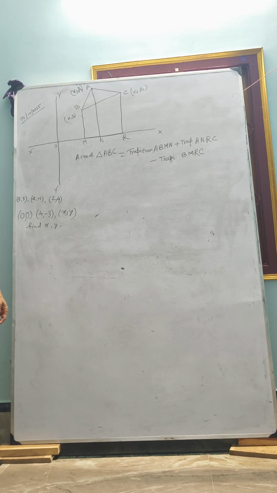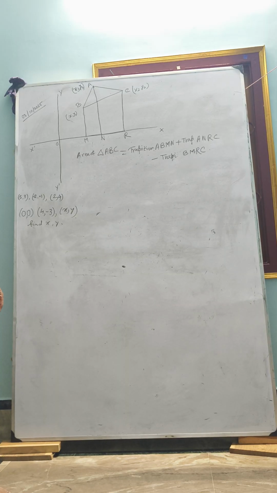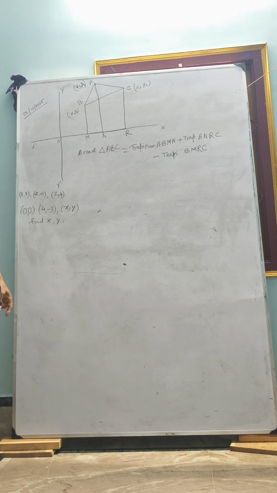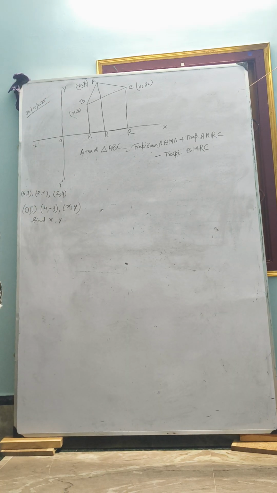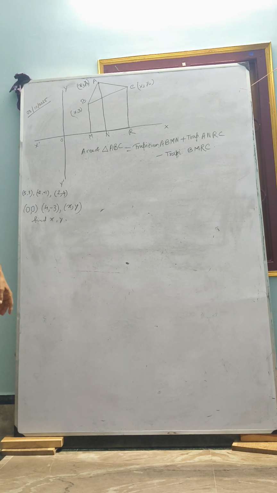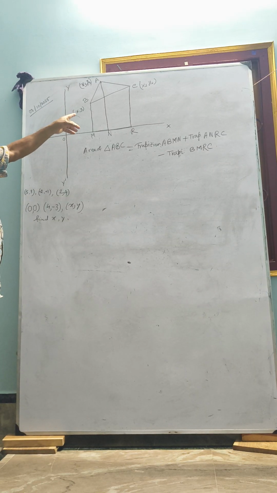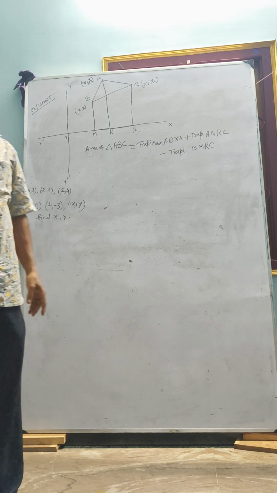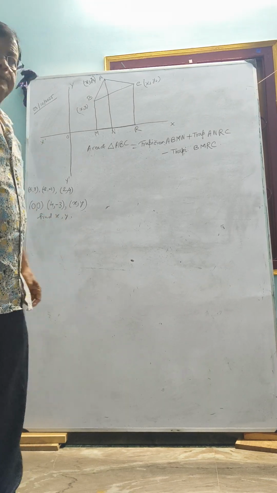Now, today I shall try to find out the area of the triangle ABC whose coordinates are given x1, y1, x2, y2 and x3, y3 respectively. How to calculate the area of the triangle?